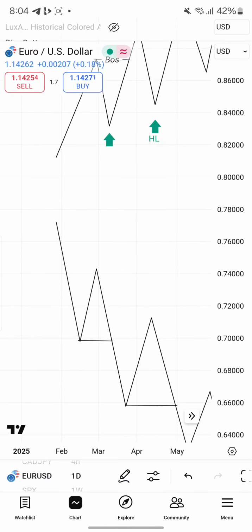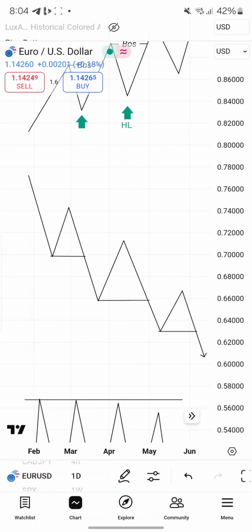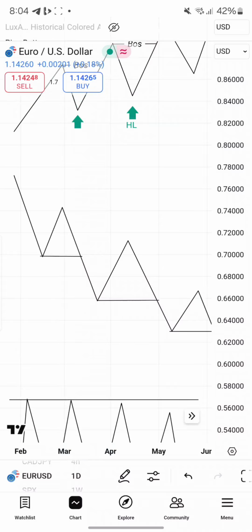The same thing for this bearish market here. We have the sellers, and the buyers are retracing. Then what happened? We have a break of structure to the downside. All right.